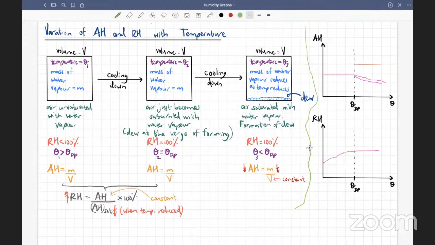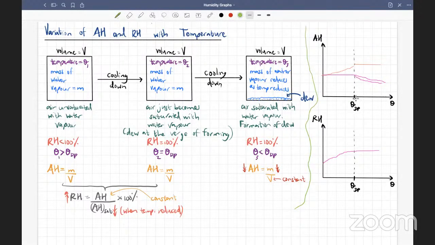I will share 2 diagrams in the WhatsApp group. Just downloaded those 2 from the internet. I think those 2 were plotted using an experiment. So those two diagrams, if you can see, are the variation of AH and RH. So we have two graphs.